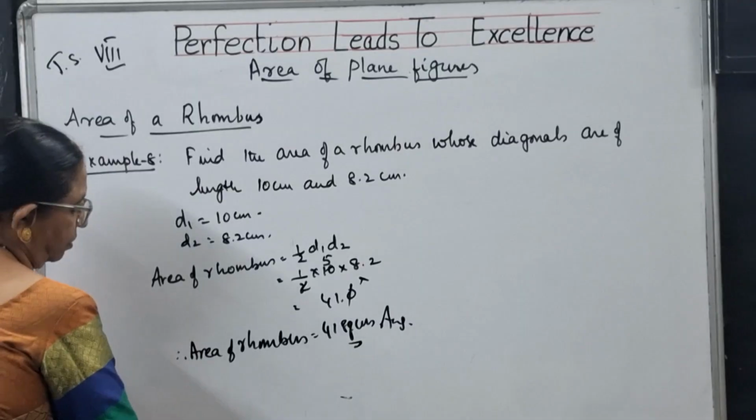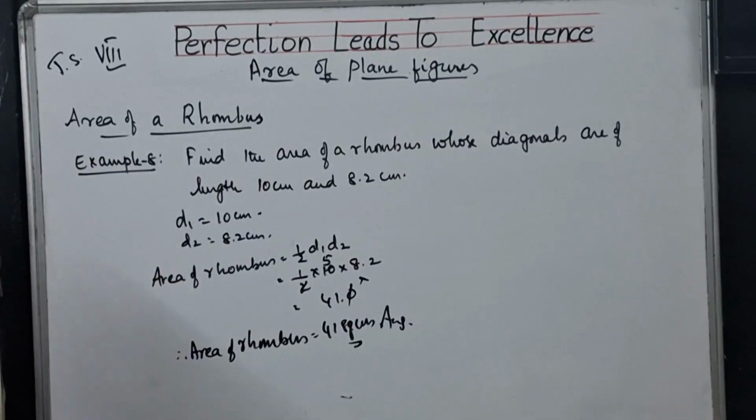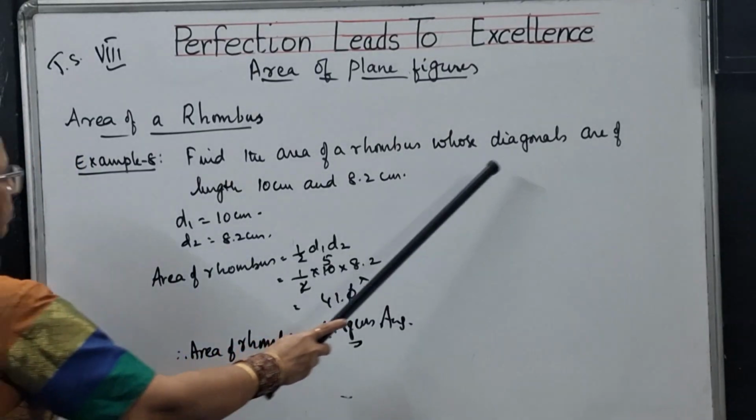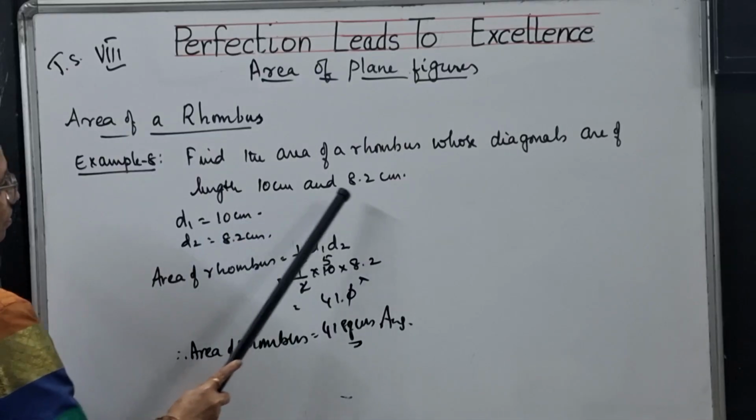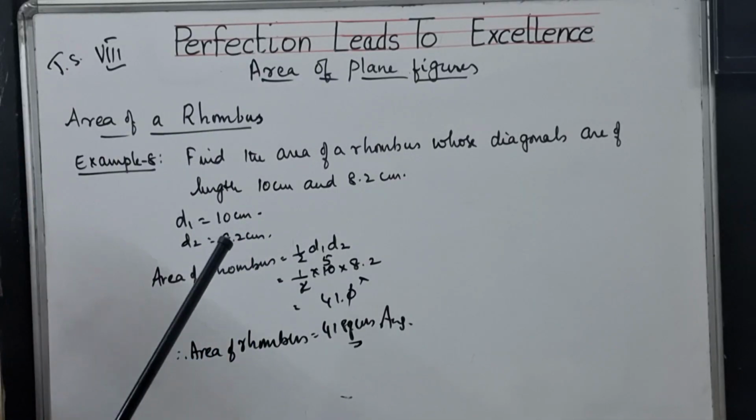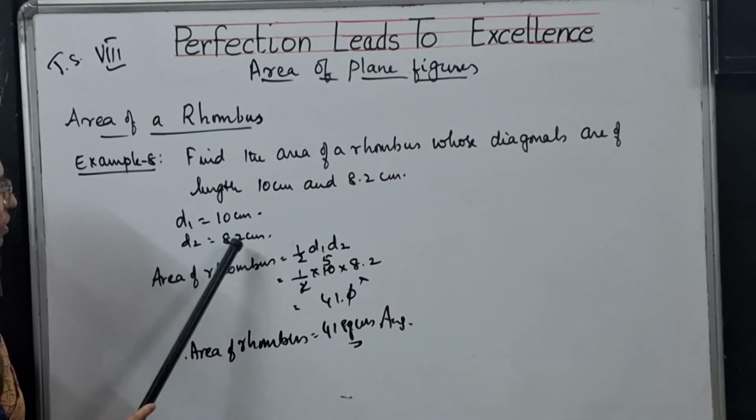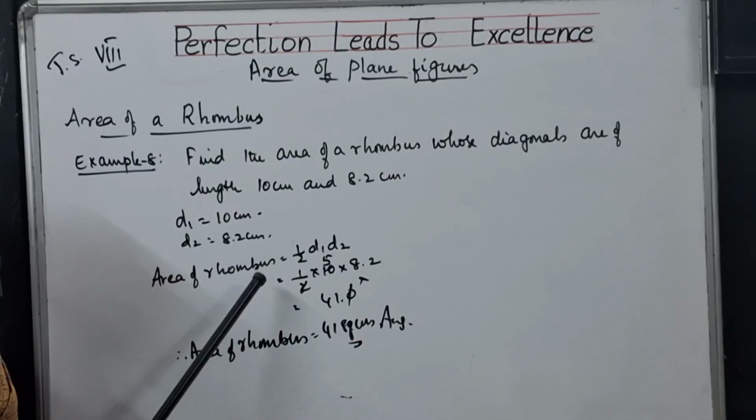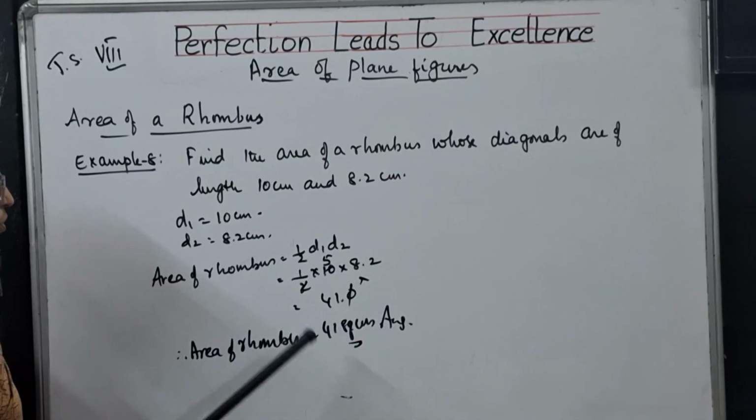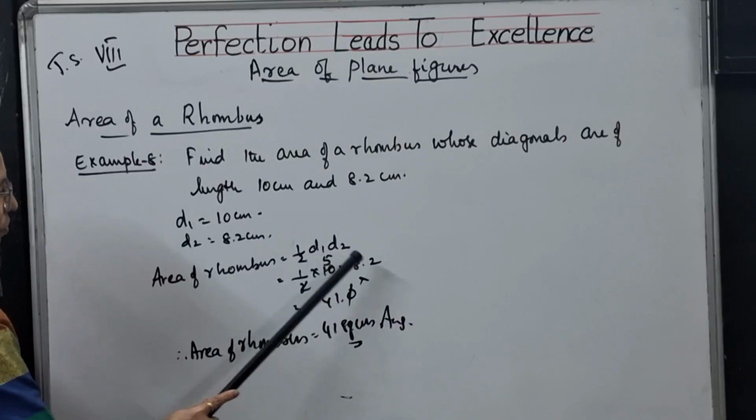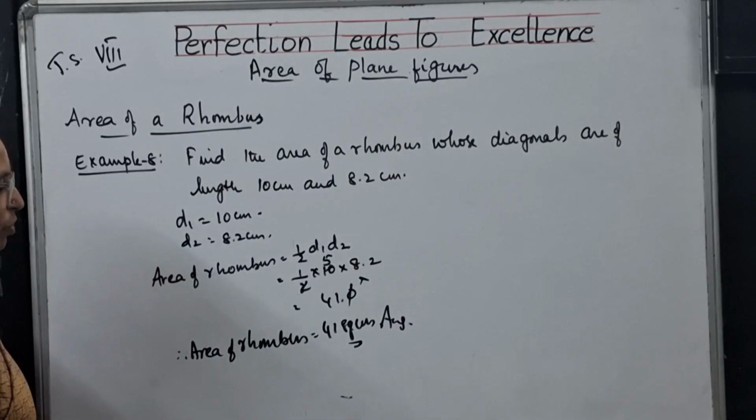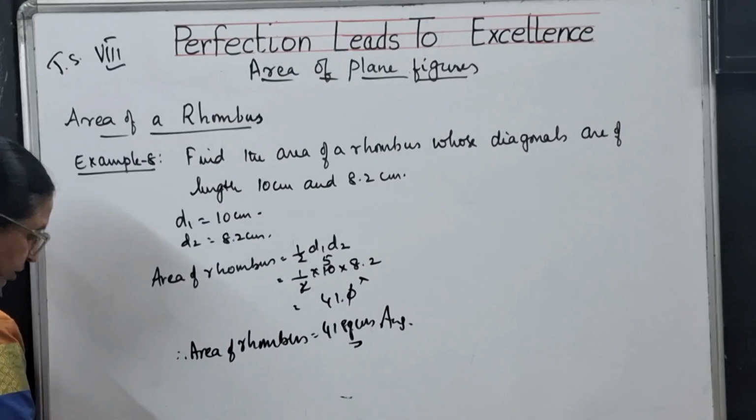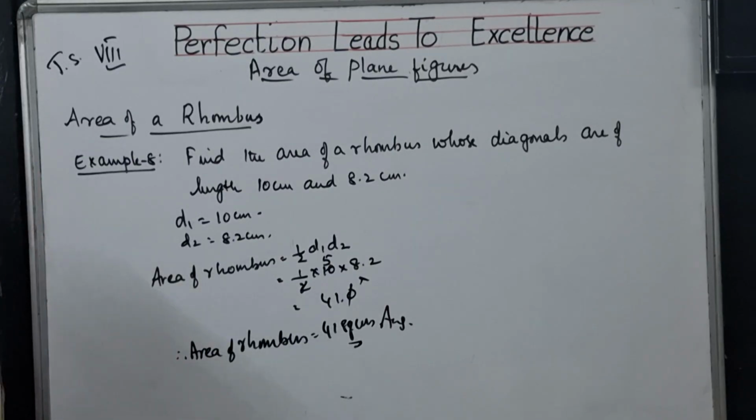So here, what is given? They are asking to find the area of a rhombus whose diagonals are given, 10 centimeters and 8.2 centimeters. So D1 is 10, D2 is 8.2. Area of a rhombus is half D1 D2. Half into 10 into 8.2. That is half of 10 is 5, into 8.2, 41. 41 square centimeters is the area. Please note it down, children.